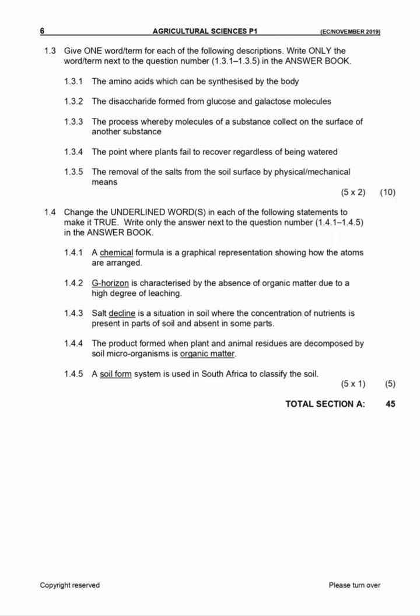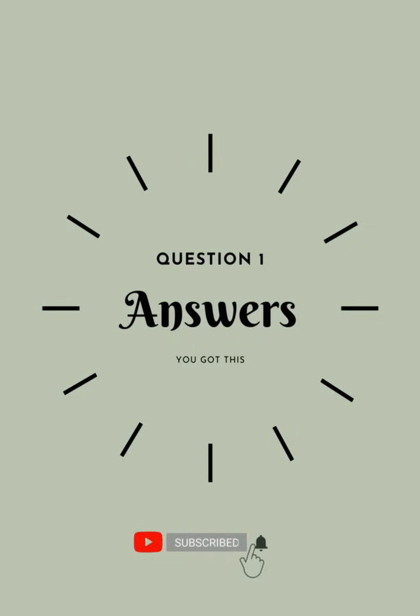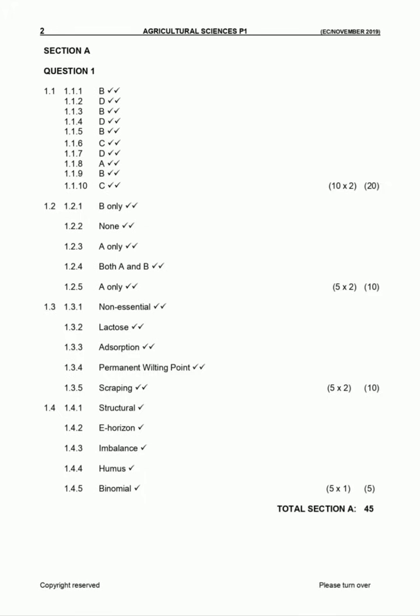1.4.5. A soil form system is used in South Africa to classify the soil. What kind of a system do we use in South Africa to classify the soil? Okay, think about it. We have done this, you have done this in class. So now let's look at the answers. From here, you can pause, then note your answers, mark yourself if needs be, then we continue to the section. So here are our answers. Now remember this section.